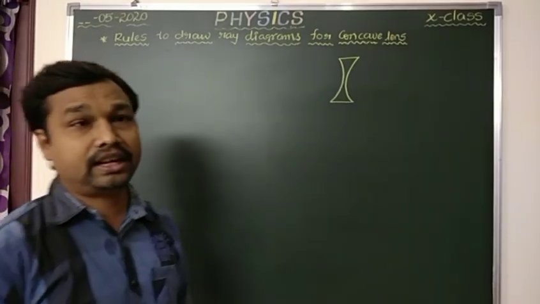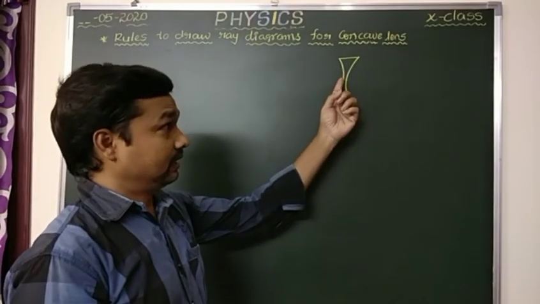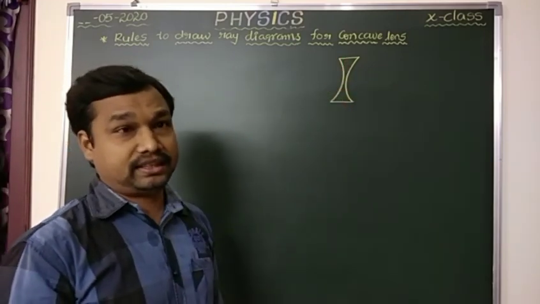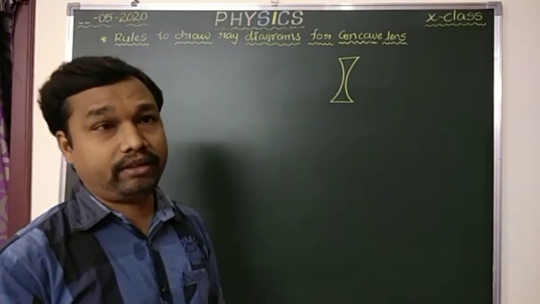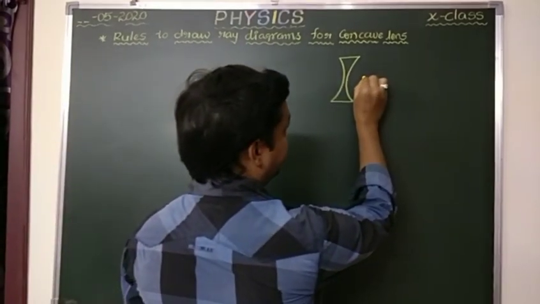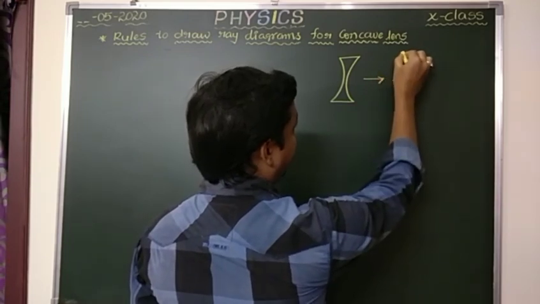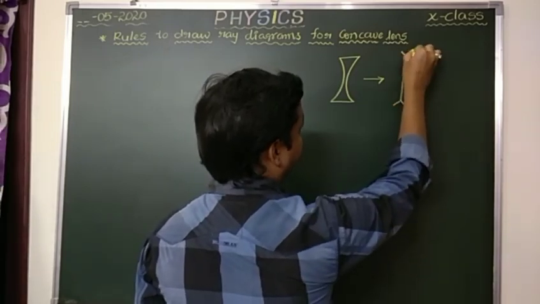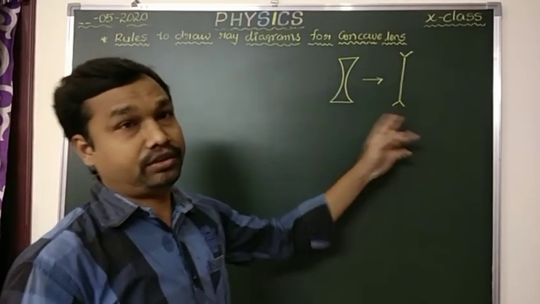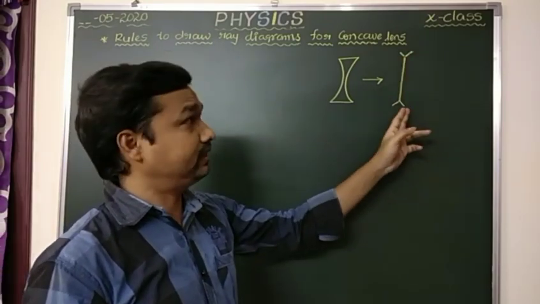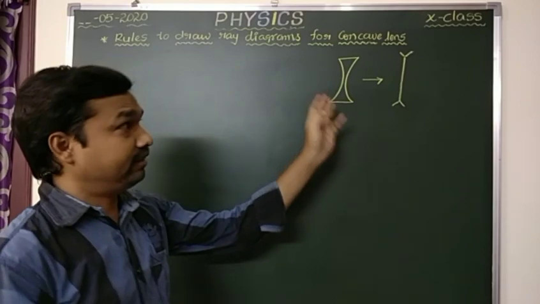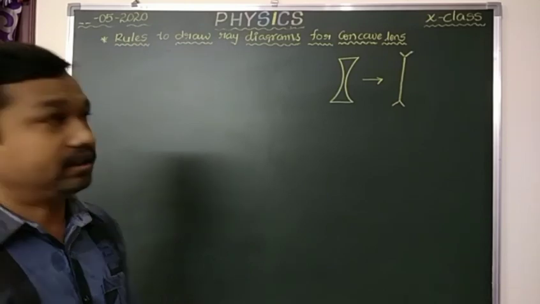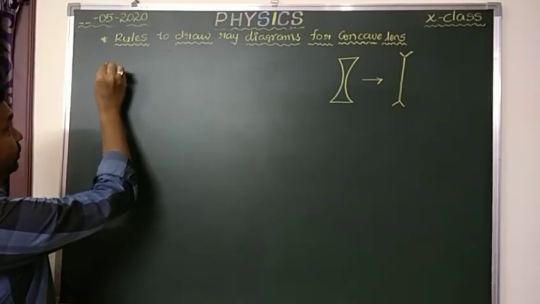Two refracting surfaces combined together is called a lens. The lens which has less thickness at the center and more thickness at the edges, we call it a concave lens. Here the concave lens is represented with arrowheads pointing inside. Arrowhead inside is the representation of concave lens. This symbol I am going to use for the rules to draw ray diagrams. Now coming to the first rule.